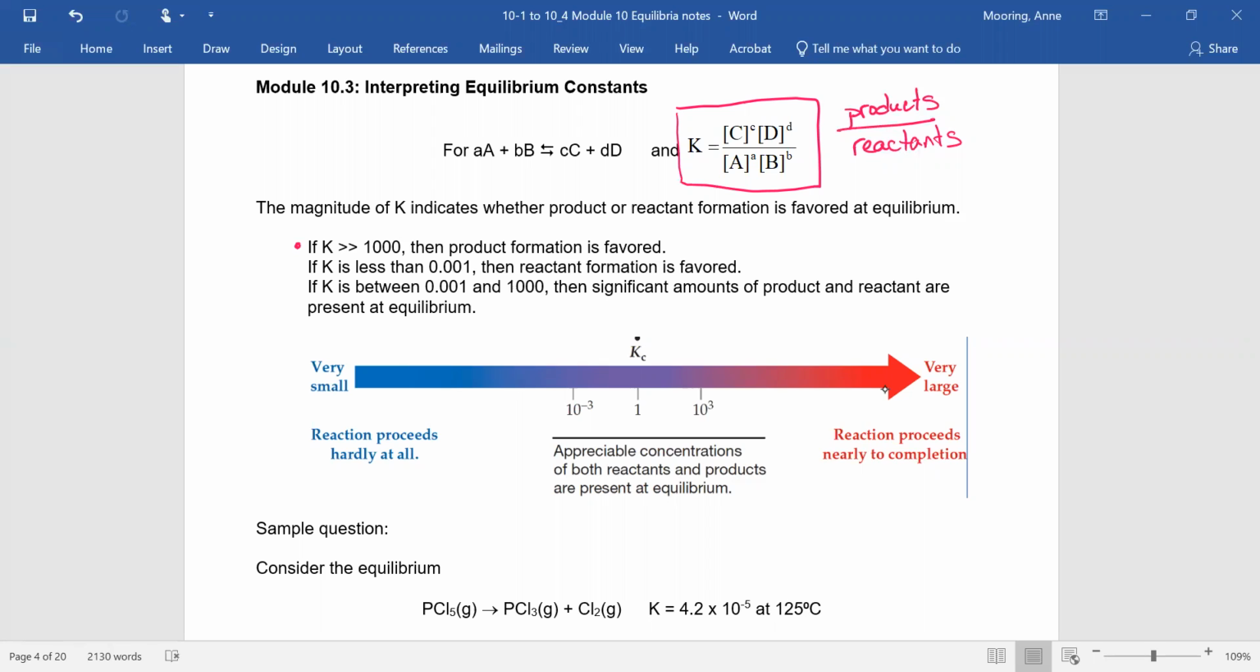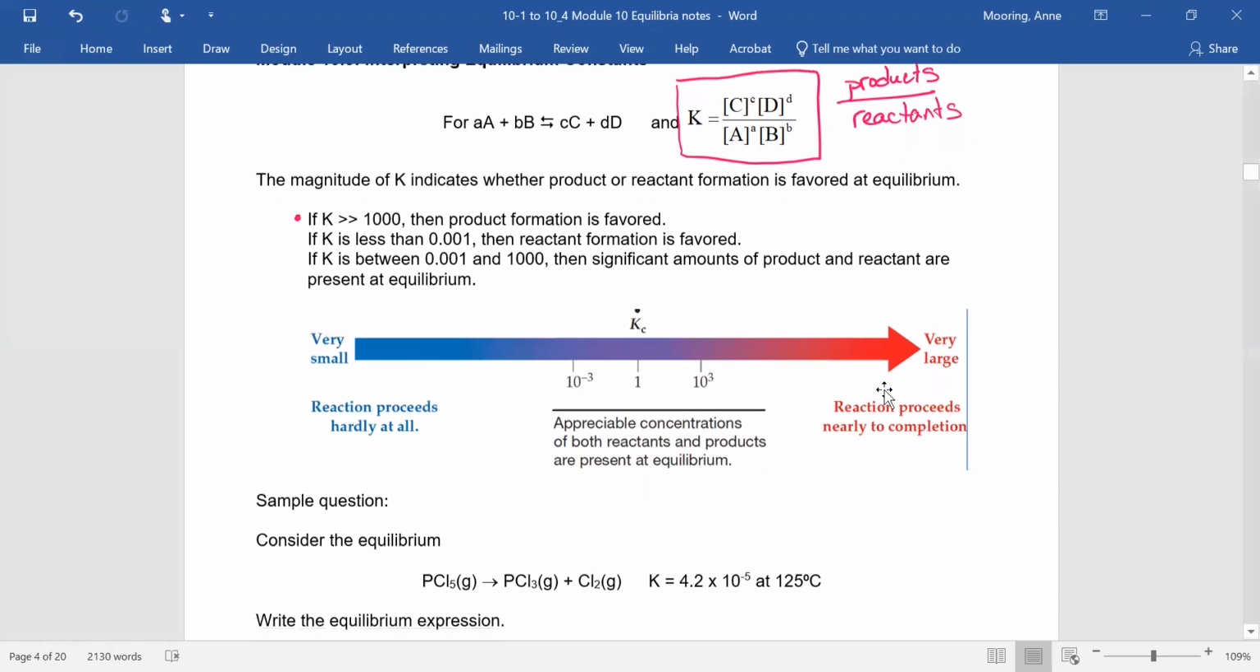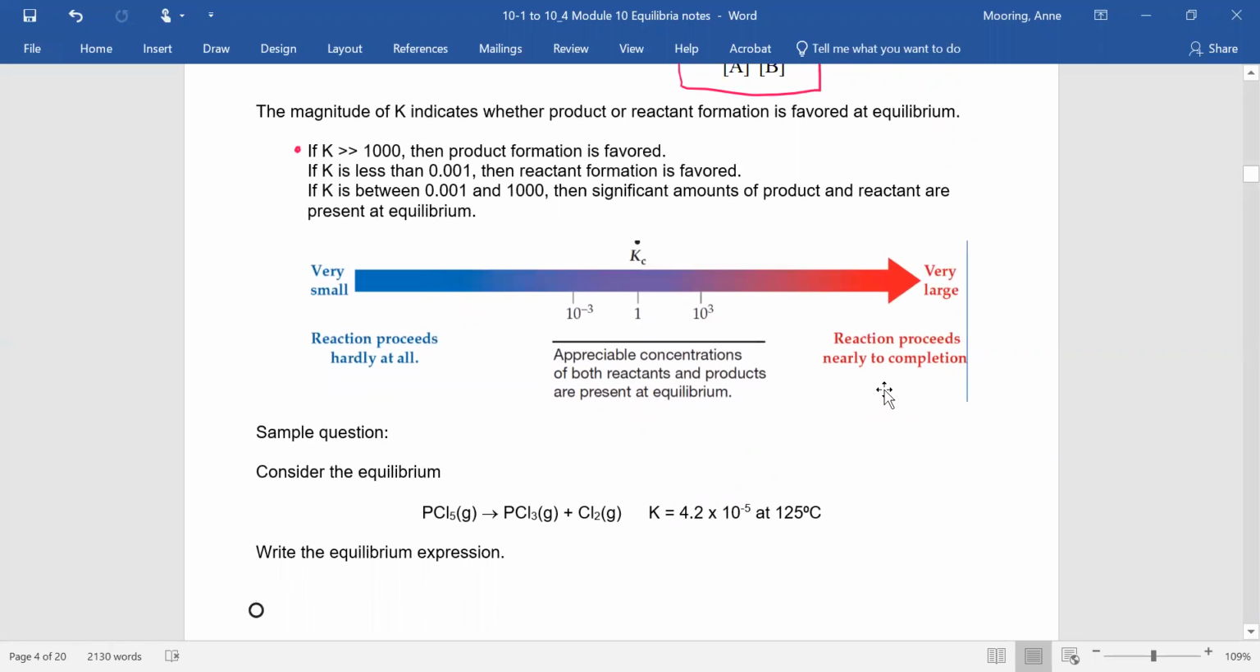If K is between these two values, then significant amounts of product and reactant are present at equilibrium. Here it's shown to you visually with this arrow starting with a deep blue going to a deep red. We have Kc. This is never going to go negative. It's always going to be a positive value. If we're in the blue region, then K is very small. The reaction proceeds hardly at all. If K is very large, then the reaction proceeds nearly to completion.